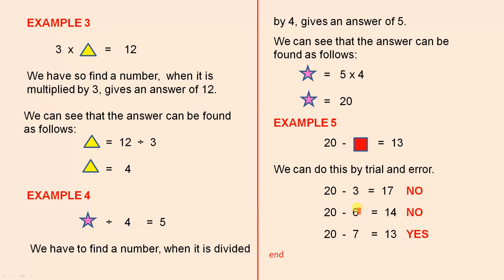If we pretend the square is 6, 20 minus 6 is 14. No, we need an answer of 13. We got really close, so let's let the square equal 7. So 20 minus 7 equals 13, and that's the answer. So the square equals 7.